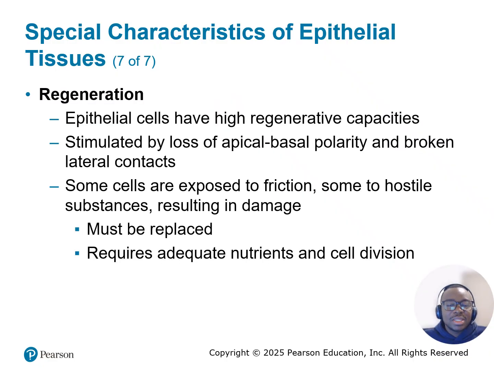Epithelial tissue has high regenerative capacity. Some are exposed to friction and their surface cells rub off. Others are damaged by hostile substances in the environment. When their apical basal polarity and lateral contacts are destroyed, epithelial tissue begins to reproduce themselves rapidly. Adequate nutrition is required for epithelial cells to replace lost cells by cell division.